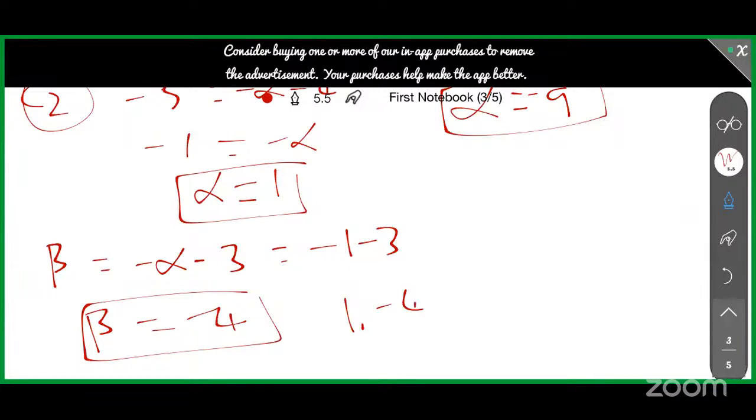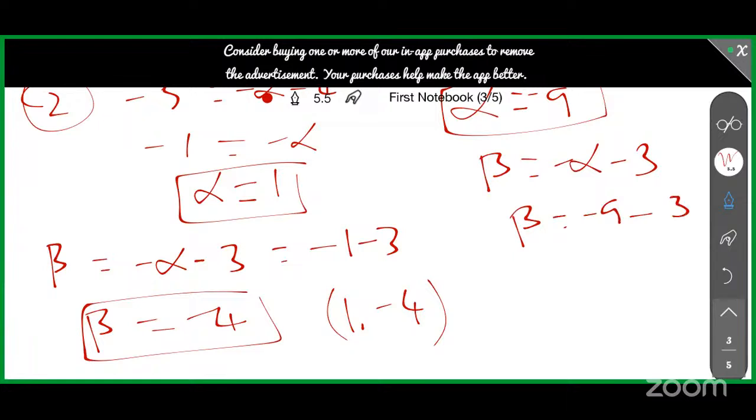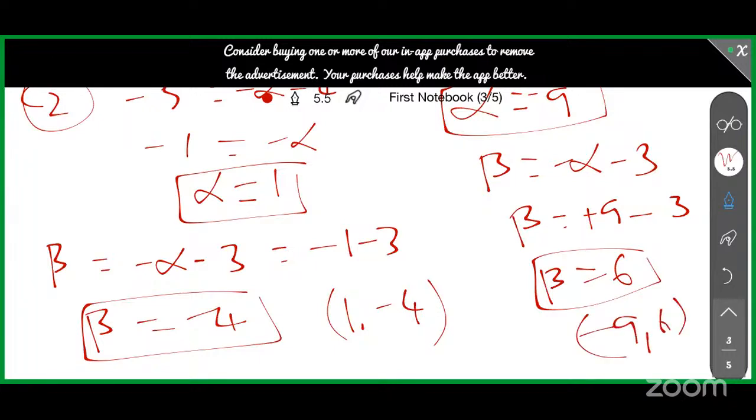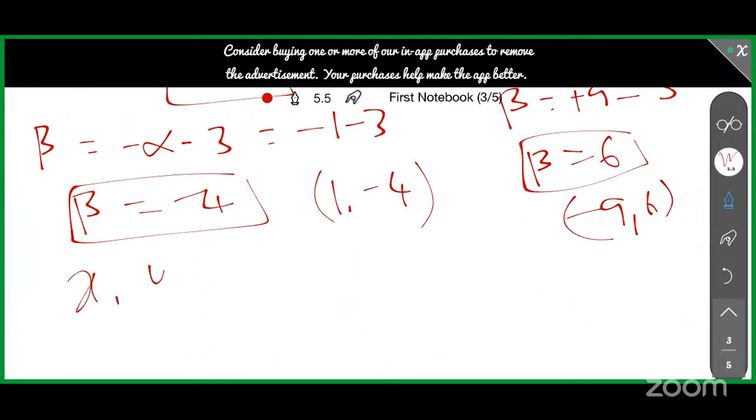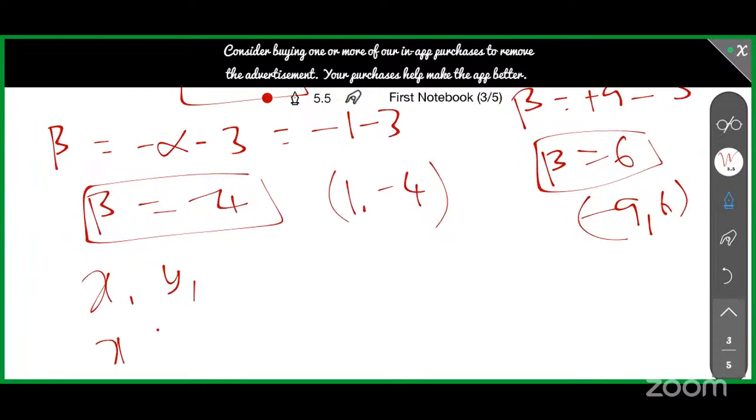Here I'm getting beta is equal to minus alpha minus 3. Beta is equal to minus 9 minus 3. So already it is 9, no? That is plus 9 minus 3. So beta is equal to 6. Therefore, alpha comma beta will be minus 9 comma 6. Do you understand? That means I got my x1 y1, I got my x2 y2.